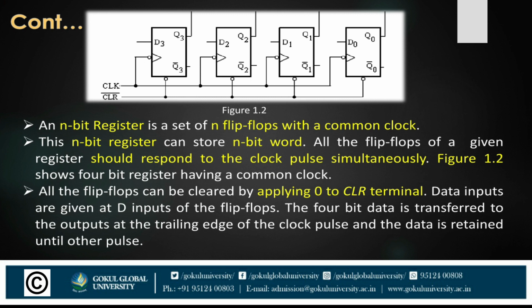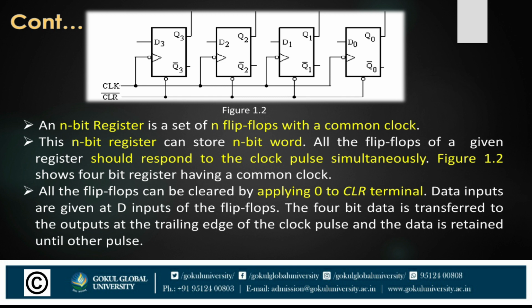Now an n-bit register is a set of n flip-flops with a common clock. This n-bit register can store an n-bit word. All the flip-flops in a given register should respond to the clock pulse simultaneously. Figure 1.2 shows a 4-bit register having a common clock. Here you see the common clock.